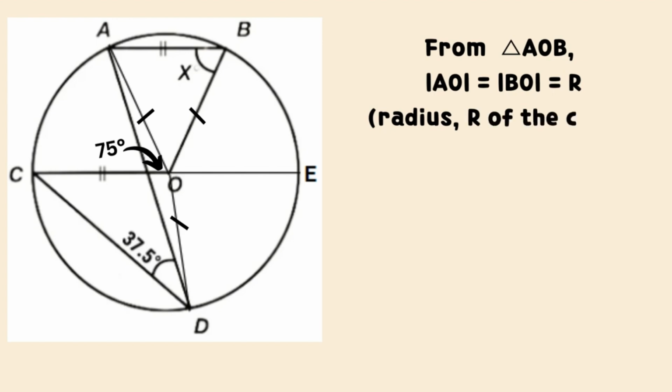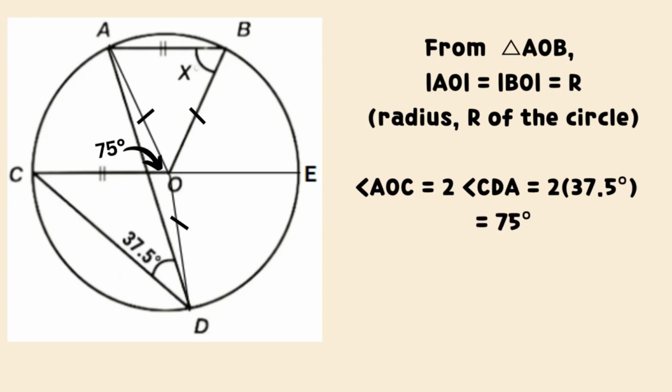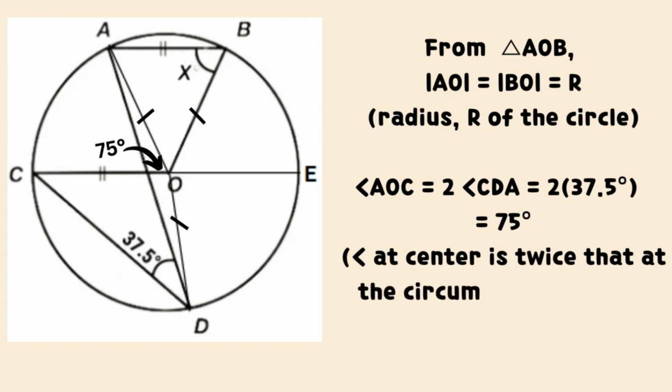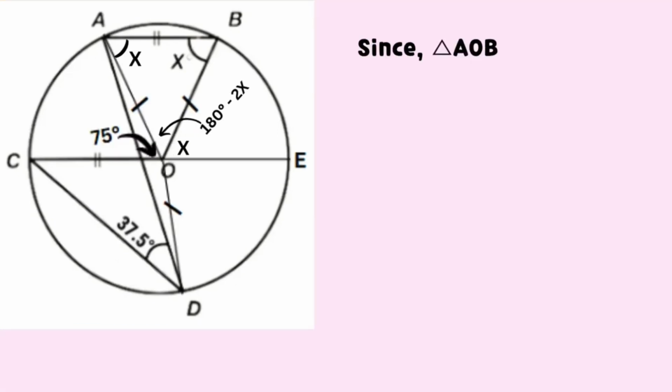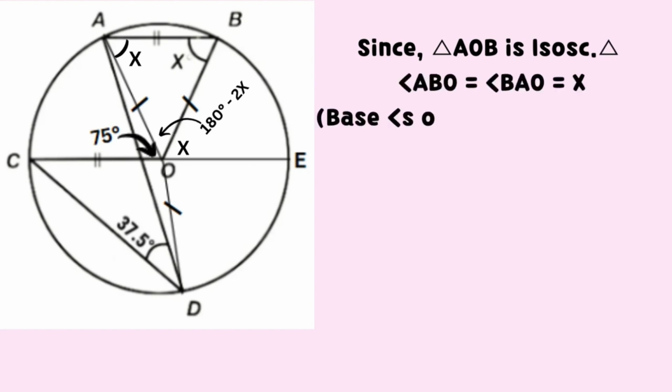From triangle AOB, line A, O equals line B, O which is equal to R, the radius of the circle. Angle AOC equals 2 times 37.5 degrees, which equals 75 degrees. This is because the angle at the center is twice that at the circumference of the circle. Since triangle AOB is an isosceles triangle, angle ABO equals angle BAO, which equals x. Base angles of an isosceles triangle are equal.